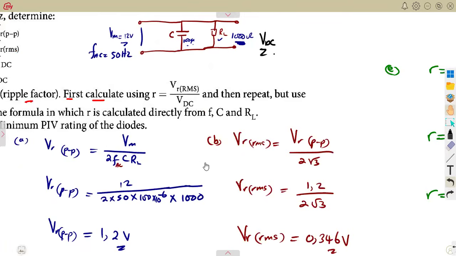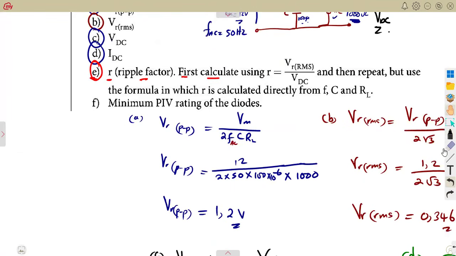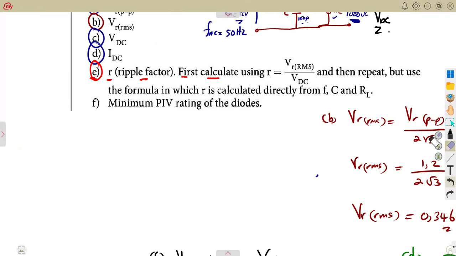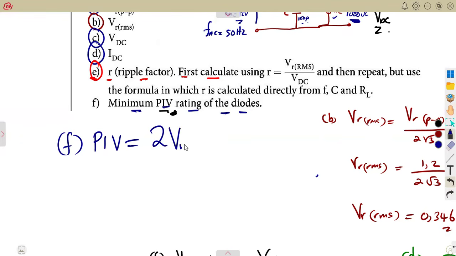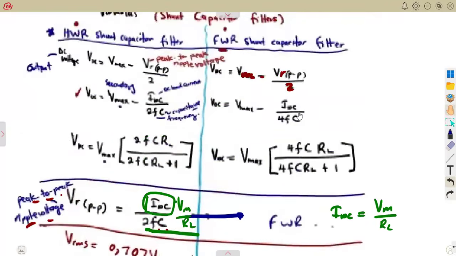Then on the other hand, they need us now to determine, on part f, the minimum peak inverse voltage rating of the diodes, considering a full wave. The peak inverse voltage is equal to 2 times the maximum voltage. I think we had that also from our notes. You still remember? Peak inverse voltage.